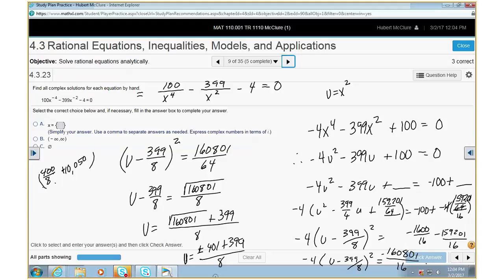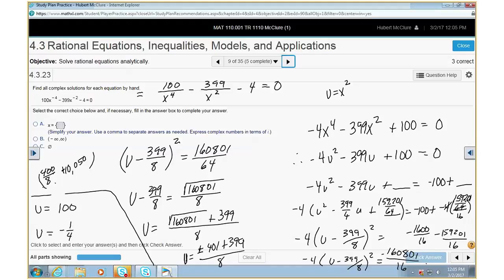Now this is important right here, and we're going to draw this in a box because it's important. u is equal to 400 plus 399, well, that's 800 over 8, which is 100. And u is equal to negative 401 plus 399, which is going to be negative 2 over 8, which is negative 1/4. Y'all check me.